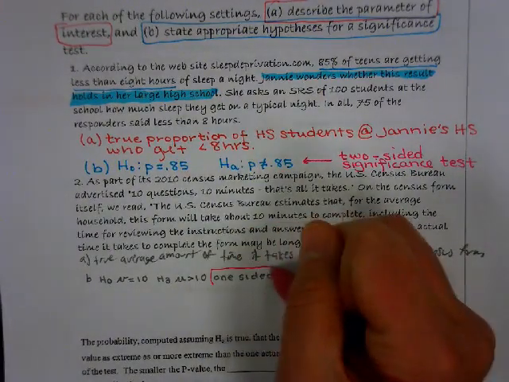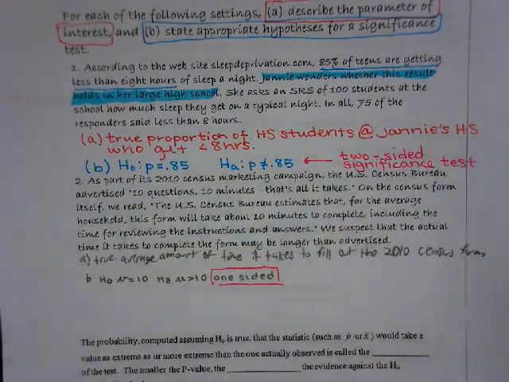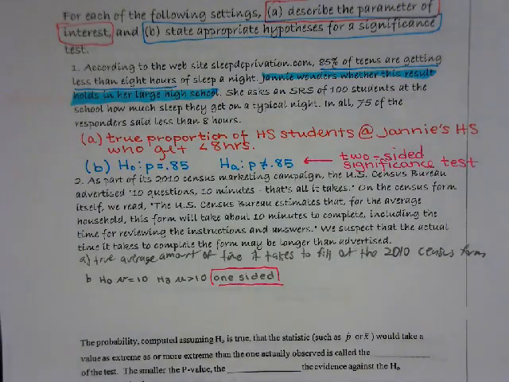Any questions? Yeah, because greater than is what tells us one-sided. Less than is also one-sided. Not equal to is two-sided because I don't know whether it's less than or greater than. So I have two sides to test.